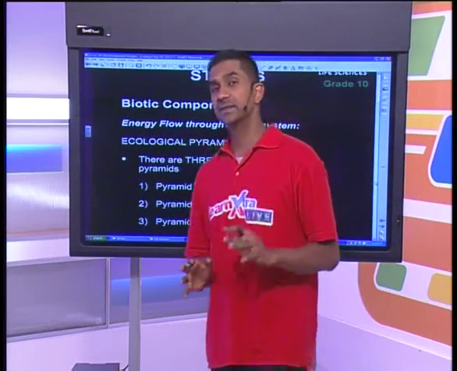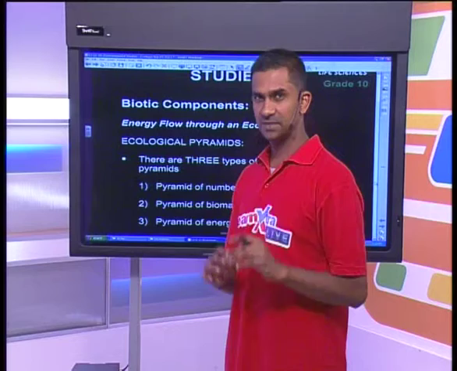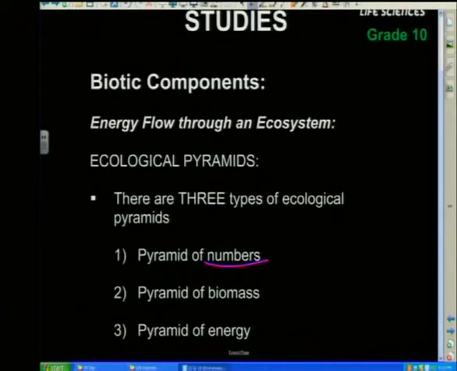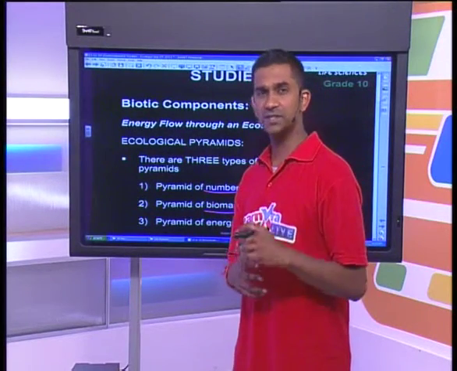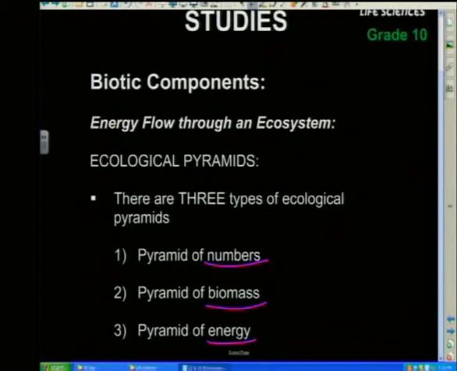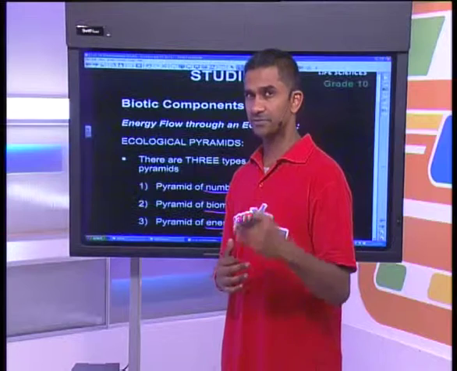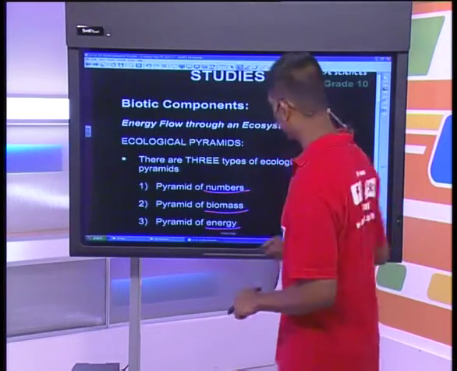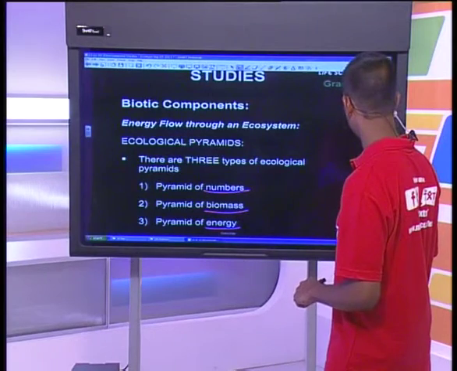When we study pyramids, there are three different types of pyramids that we look at. We look at a pyramid of numbers, that's obviously the illustration of the number of organisms in a food chain. We could also represent food pyramids showing their biomass, and we'll discuss more about biomass as we get to that. As well as we could look at the representation of a food chain using the pyramid of energy, which is essentially showing how energy is transferred from one trophic level to the next. Let's look at the pyramid of numbers in the next slide.